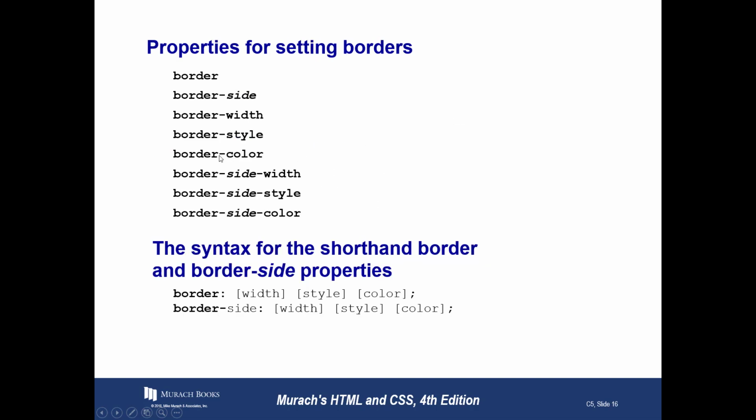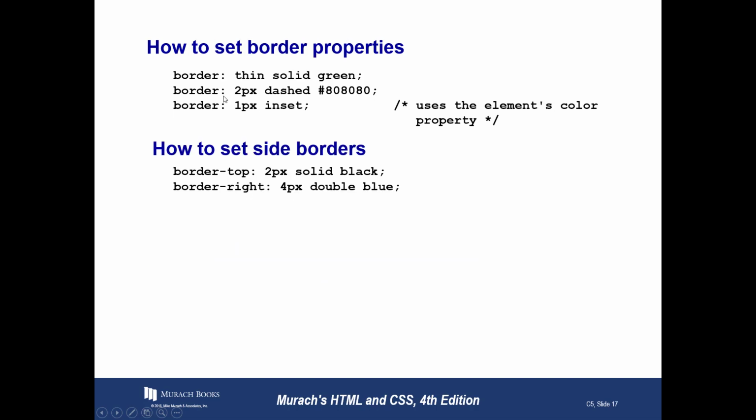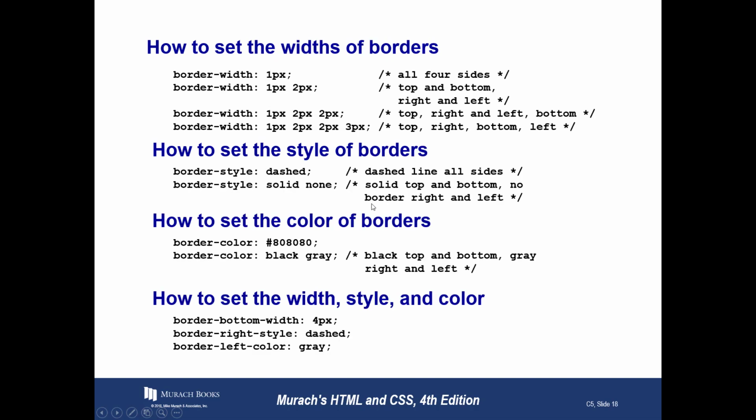You can set it up as different lines, or you can combine it into just one, which is typically the way you do it. The order in which you put these elements does not matter. All right? So this would be a top border only, 2 pixels, solid and black. This would be a right border only, 4 pixels, double, which means I think it's a double line, and it would be blue.